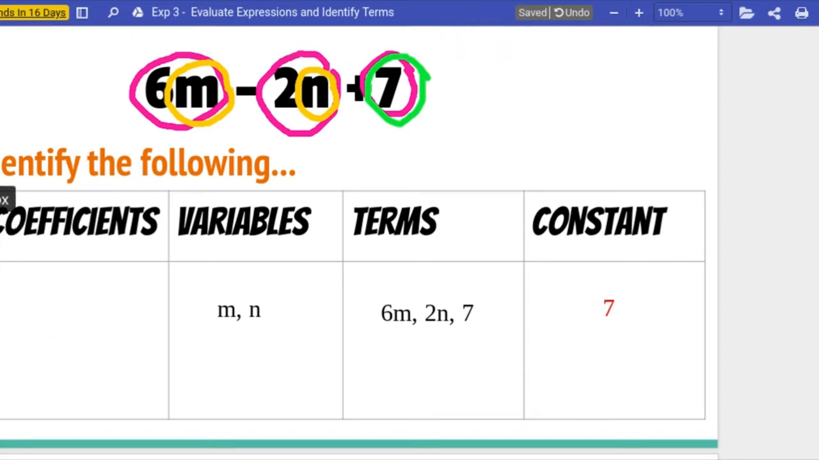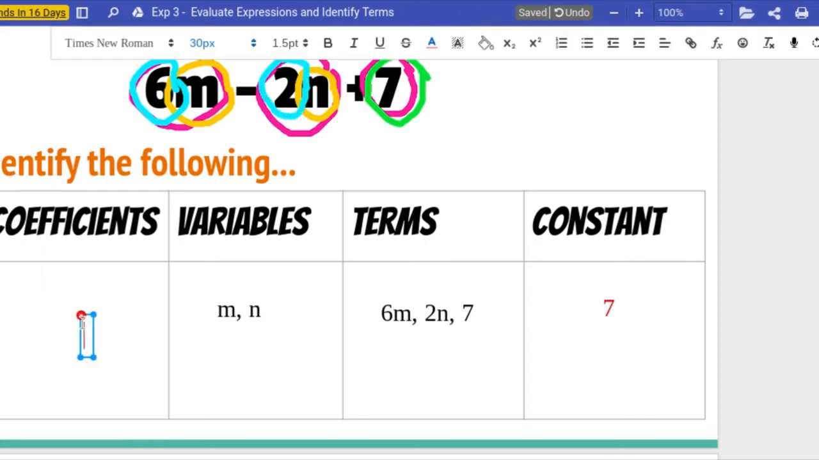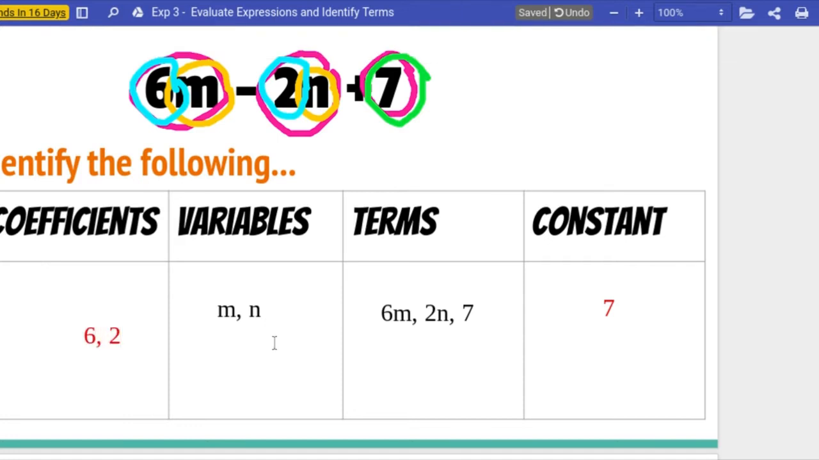Its value never changes. So it is a constant. And the coefficient, that's our last one, that is that constant right in front of your variable. It's the variable's buddy right there. They're kind of stuck together. So we have two of those in this expression. We have 6 and 2 as our coefficients.